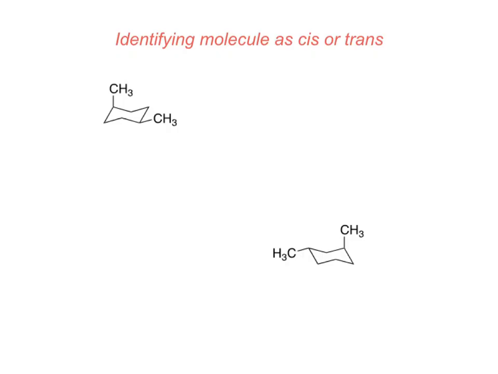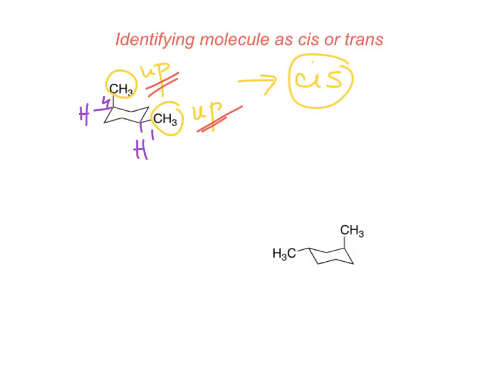Let's take a look at the first example. Before that, let's properly draw in the hydrogens on positions 1 and 4 so that we can determine what is pointing up or down. On position 1, methyl group is up because hydrogen is pointing down. On position 4, methyl group is up again because hydrogen is down. Both groups are up, meaning on the same side of the molecule, and therefore this molecule is cis. The full name for this molecule would be cis-1,4-dimethylcyclohexane.